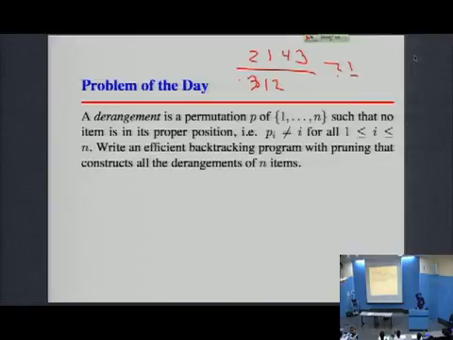Suppose our goal is to print out all the derangements of n elements, all the n-element permutations that are derangements. Any questions about what a derangement is? Is that clear? Now, how do we find these things? If I want you to construct these things, why don't we use backtracking?